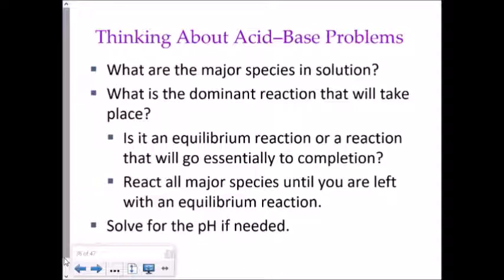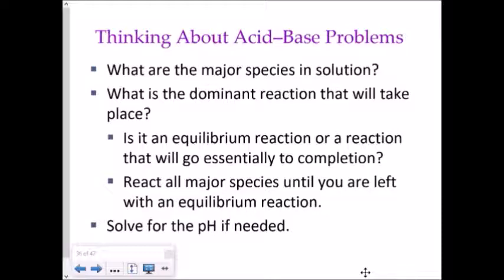So there are a lot of things to consider when you're thinking about acid-base problems. We're going to start with the first two bullets right now: looking at what the major species in solution are and what the dominant reaction taking place is. You really do have to take into account that because water is the major species in the solution, the self-ionization of water is also a possible reaction, in terms of who's donating the most protons and controlling the pH.